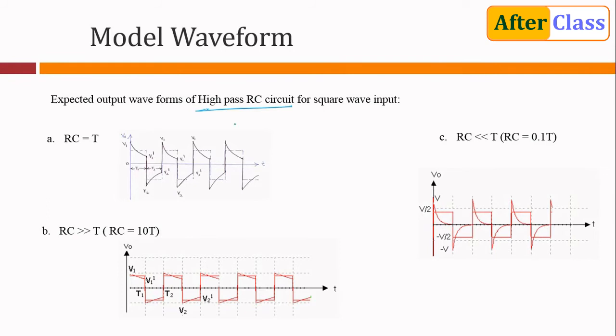This is the case for the high pass RC circuit. When RC equals T, this is the condition. When RC is very much greater than T, this is the output. This is the input signal, and what you see as spikes here is the output. So only when we have RC very much less than T are you going to get spikes. Then it will act as a differentiator. Clear?